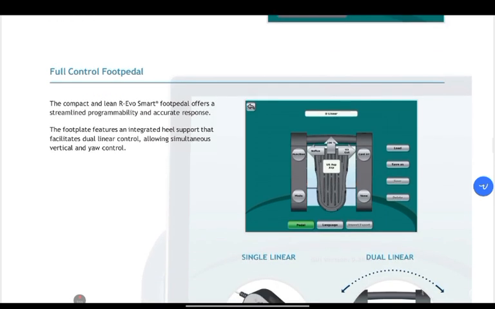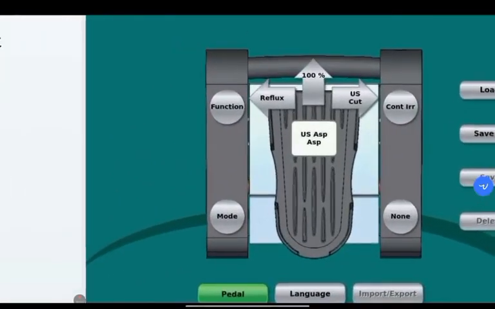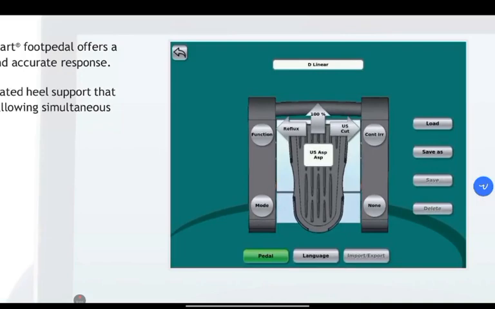Next feature is the full control foot pedal. So you can see the picture of the foot pedal. We have one function here, one mode, non. We have reflex this side, US cut this side, US aspiration this side, upward. We have load and saving options here. We have paddle, we have language, we have import export option.